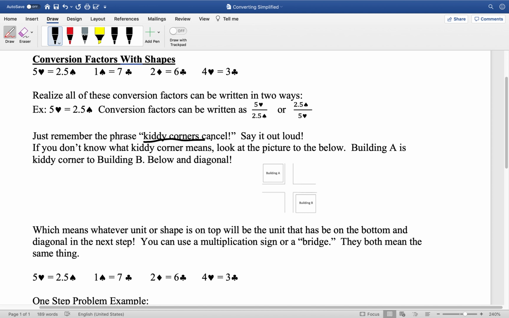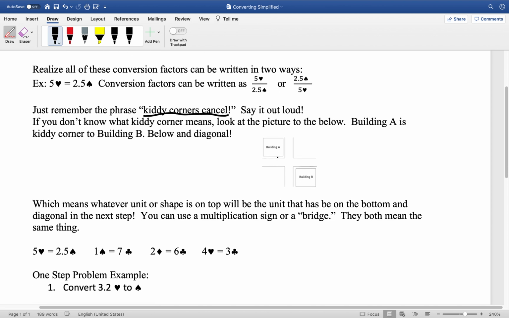To determine which way you're going to write it, I want you to remember the phrase, kitty corners cancel. Say that out loud, kitty corners cancel. What does that mean? Well, first of all, if you don't know what a kitty corner means, look at the picture below. Building A is kitty corner to building B. Okay, so what kitty corner means is below and diagonal.